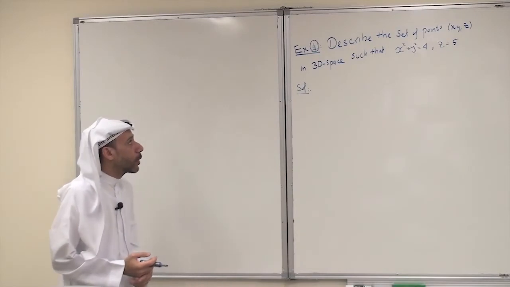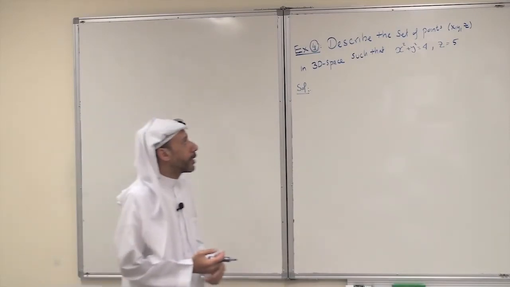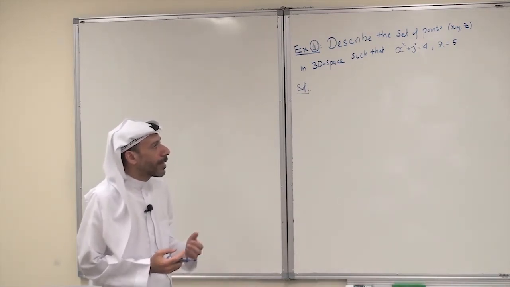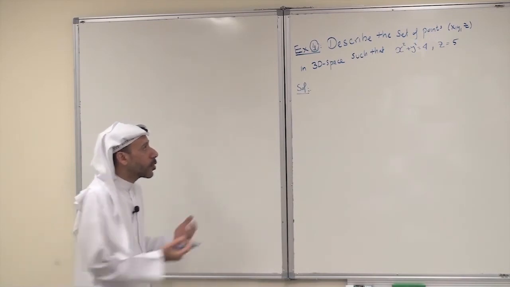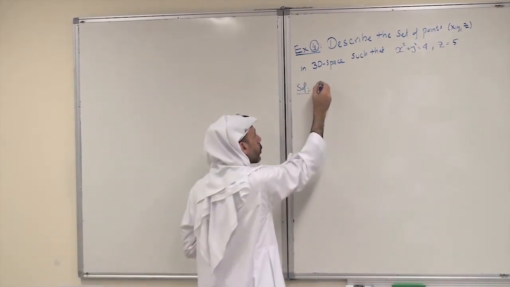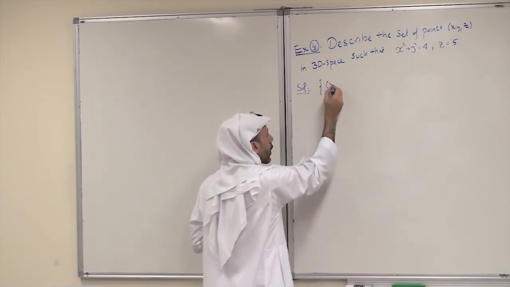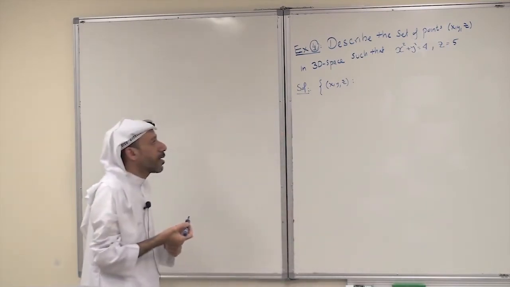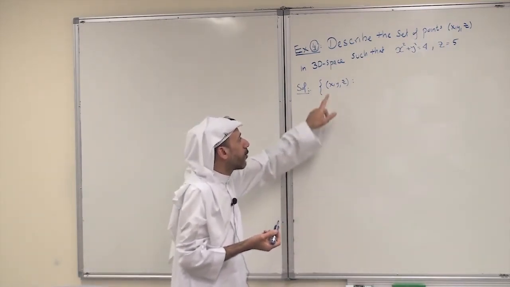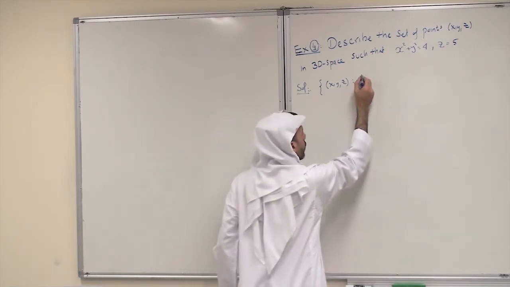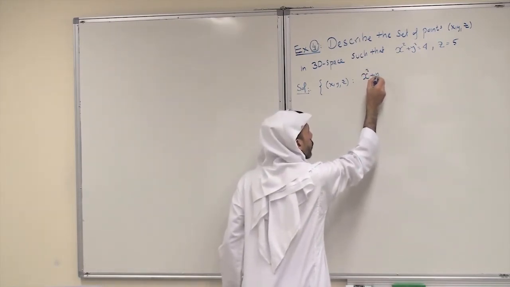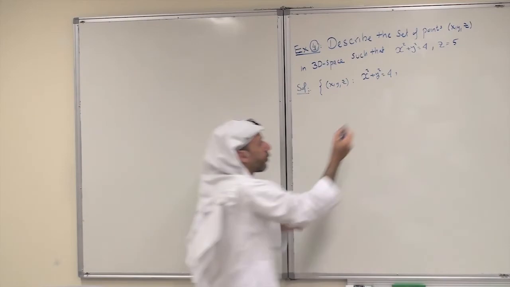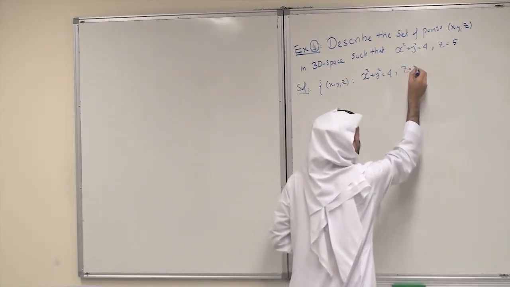We consider now example 4. Describe the set of points x, y, z in a 3D space such that x squared plus y squared equals 4 and z equals 5. Here we start by writing our set in set notation. So it consists of the points x, y, z in a 3D space. What are the conditions on the coordinates? For x and y, they are related by this equation x squared plus y squared equals 4. And the z coordinate is always 5.